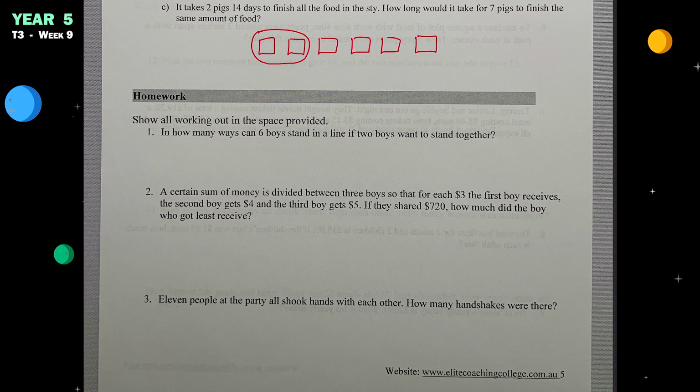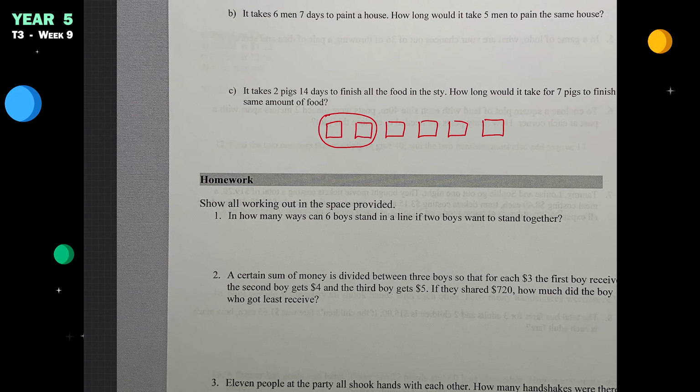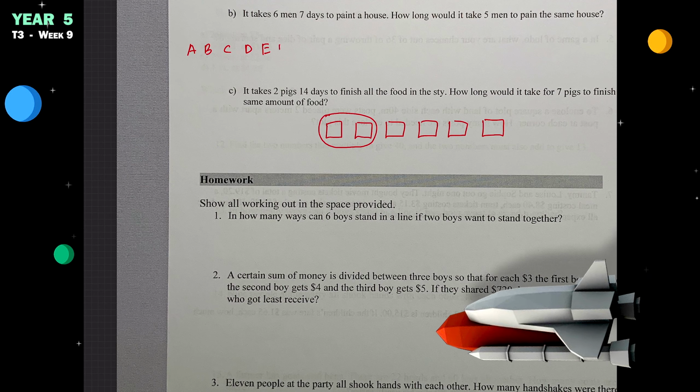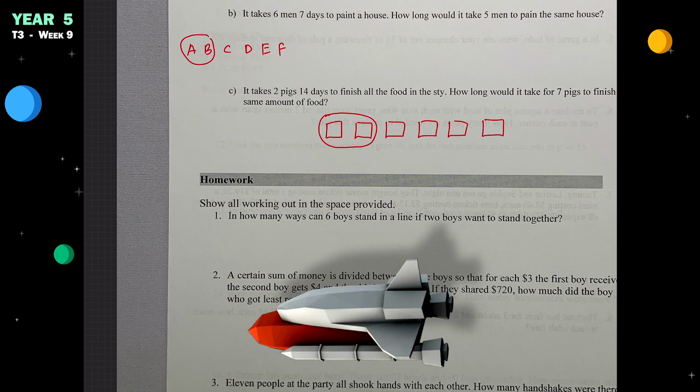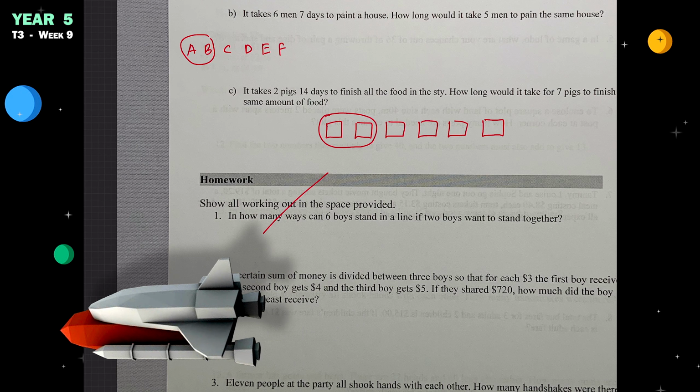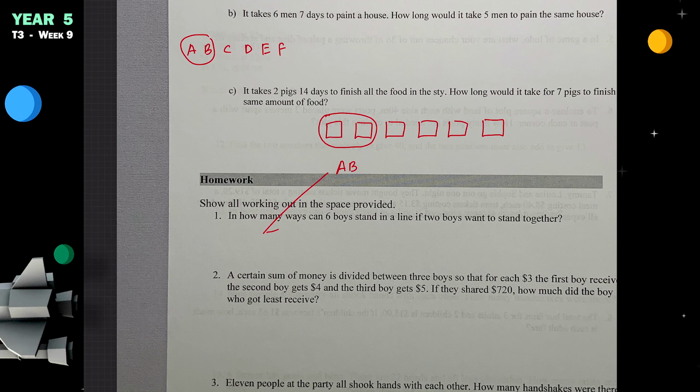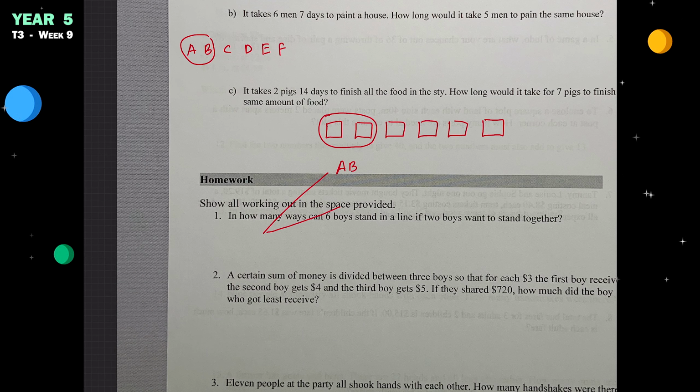So if I draw a tree diagram like I used to, let's say that the boys' names are A, B, C, D, E, F, and let's say A and B want to stand together. So the first position, you could have AB, or you could have C, or you could have D, or E, or F. Okay, now remember this is only one position. There's only one seat, not 2 seats.